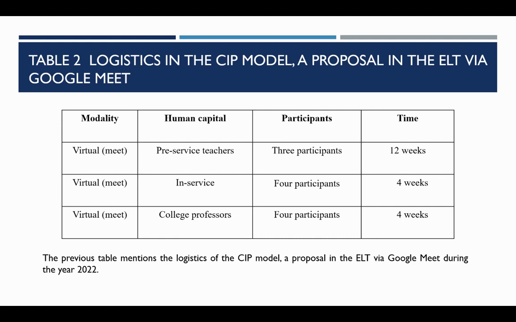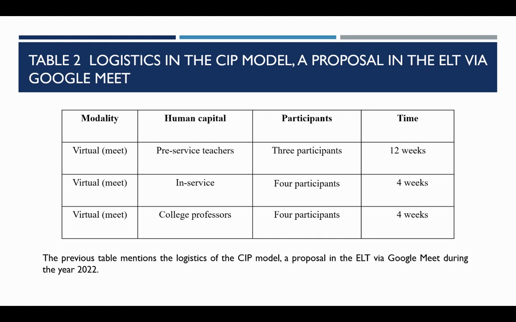Okay, moving on to the logistics of the CIP model. If you can see in this table, we have the modality, the human capital, the participants, and the time. For the modality we have virtual; everything is going to take place using the Google Meet option. At the bottom we have the pre-service English teachers, and this first starting point will be 3 participants. They will have a time of 12 weeks teaching the English language, which makes it 3 months.